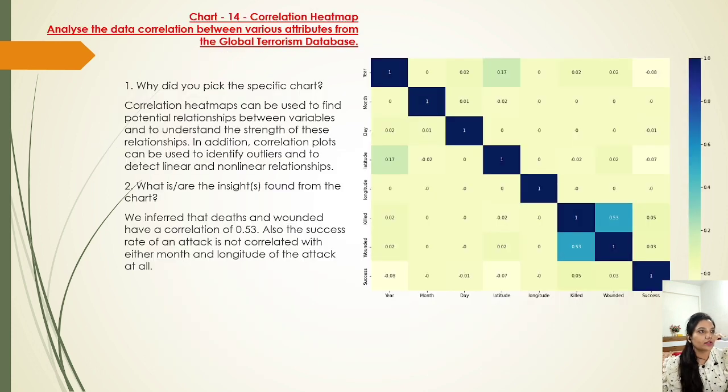In the next chart, we are studying the correlation heat map, analyzing the data correlation between the various attributes from the global terrorism data. We chose the correlation heat map because it can be used to find potential relationships between the variables and understand the extent of this relationship. In addition, correlation plots can be used to identify outliers and to detect linear and non-linear relationships. Here we infer that the dead and wounded have a correlation of 0.53. Also, the success rate of an attack is not correlated with either the month or the longitude of the attack at all.